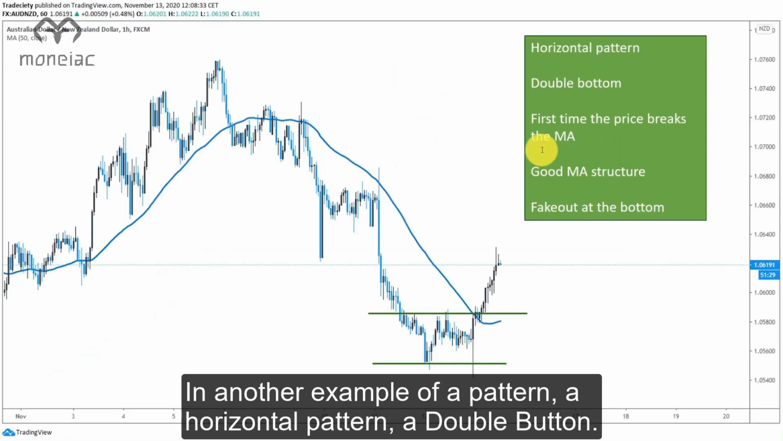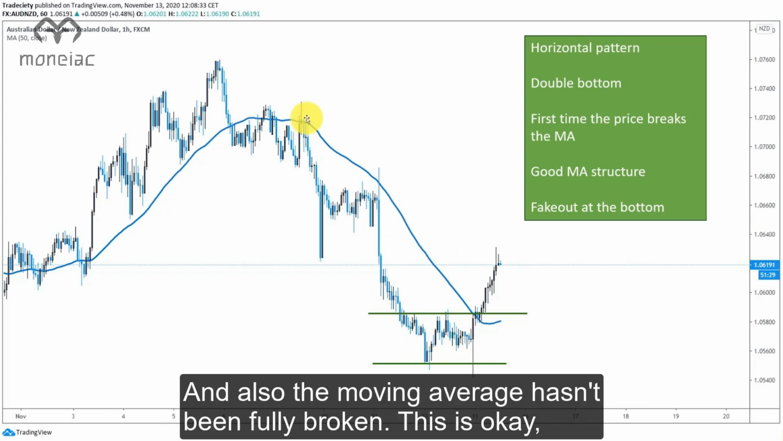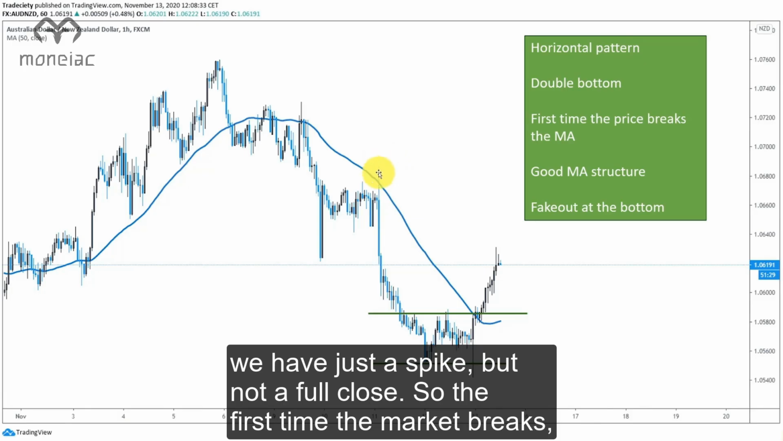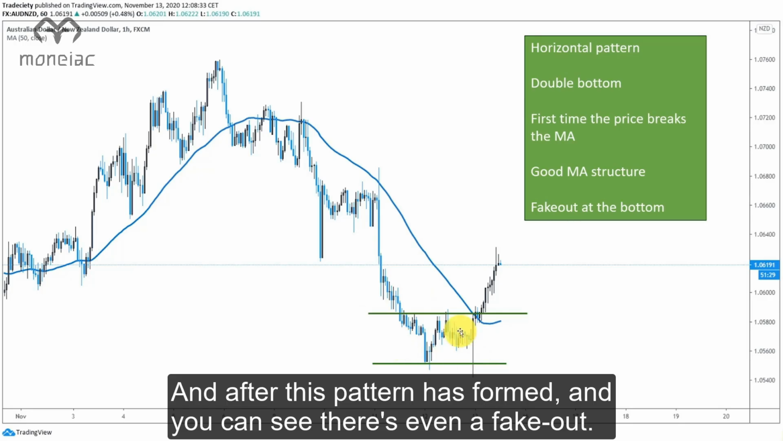Another example of a horizontal pattern, a double bottom. You can see here we can nicely define the pattern using our support and resistance levels. And also the moving average hasn't been fully broken. This is okay. We have just a spike but not a full close. So the first time the market breaks the moving average is actually after the double bottom and after this pattern has formed.